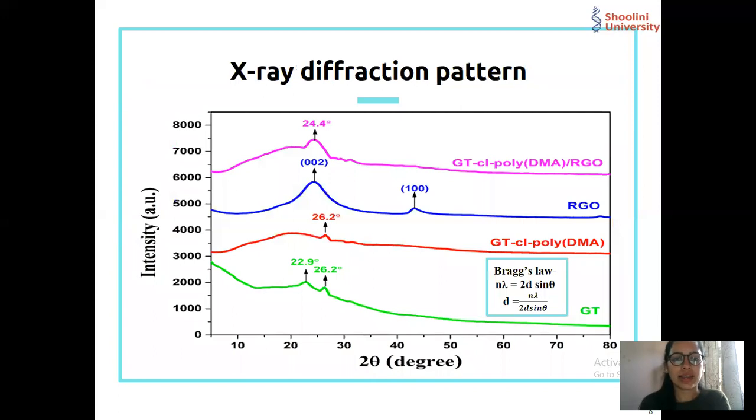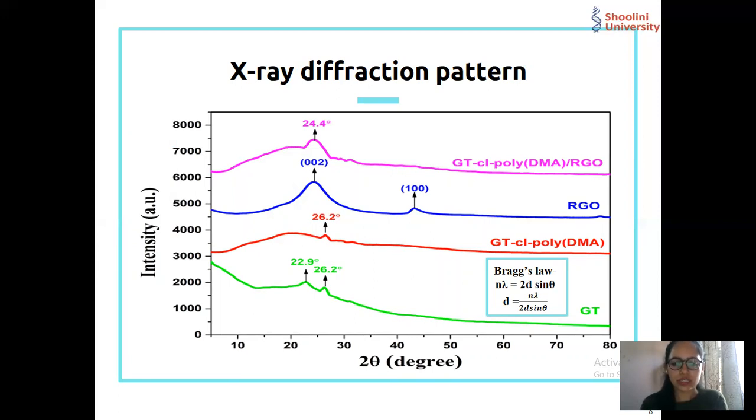Next is our X-ray diffraction pattern. In this study, in the case of RGO, the peak at a 2 theta value of 24.3 degrees confirms the successful formation of RGO with a d-spacing value of 0.367 nanometers, which was calculated using Bragg's law. And the peak at 43.6 degrees is the fingerprint of graphite.